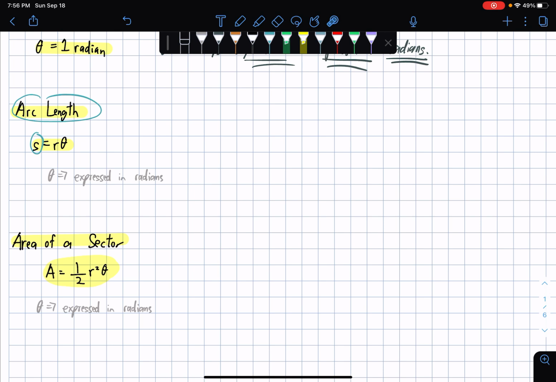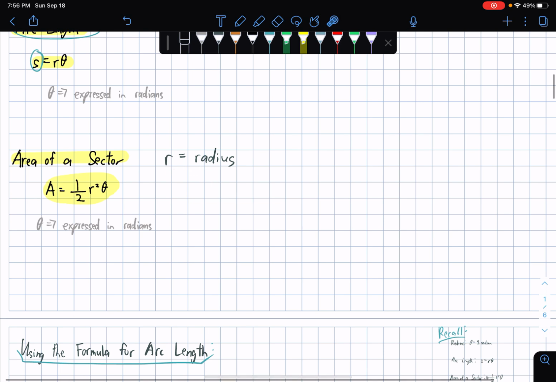For area of the sector, A is equal to 1 over 2 times R raised to 2 times theta, such that R is, in other words, radius. If you could recall this definition, it's basically the diameter divided by 2, but you won't really have to think about that. Just remember that R is radius, not radians, just radius. You might confuse R with two terms that are involved in this lesson. Of course, theta is still expressed in radians by default.